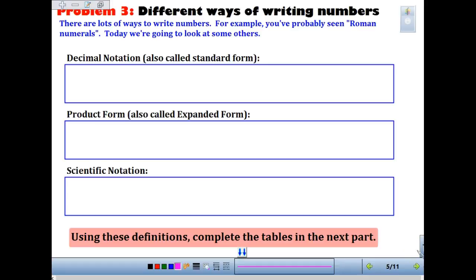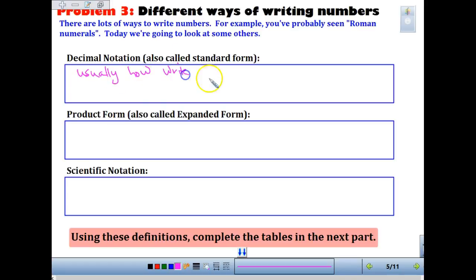So it says different ways of writing numbers. For example, you've probably seen Roman numerals. Today we're going to look at other forms. So we're going to talk about decimal notation, product form, and scientific notation. Decimal form, that's usually how you write your numbers, okay? So this is usually how you write numbers.